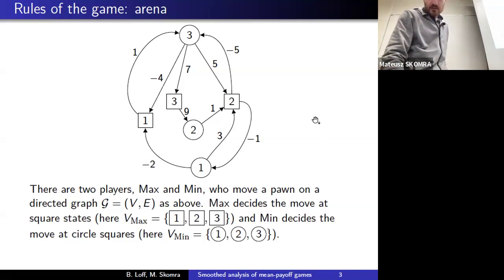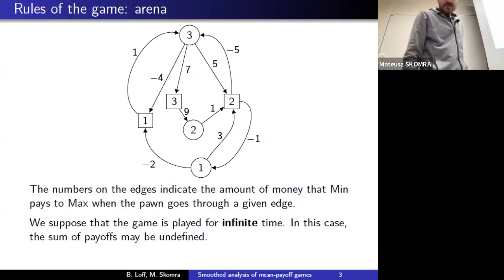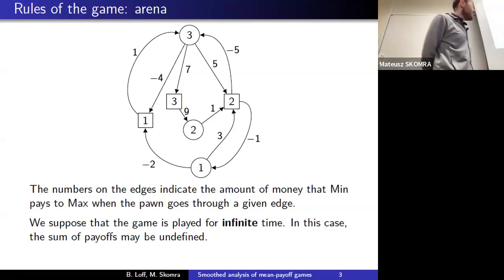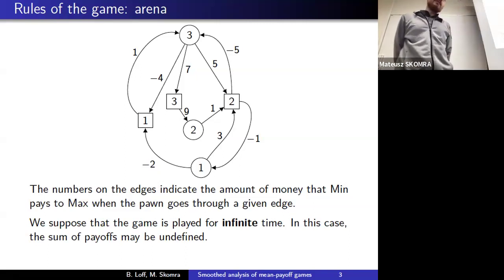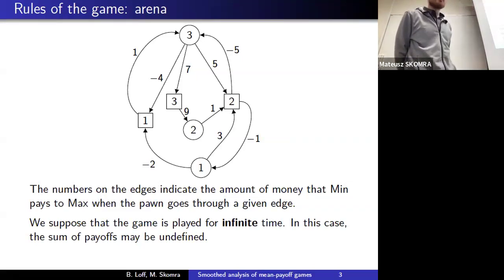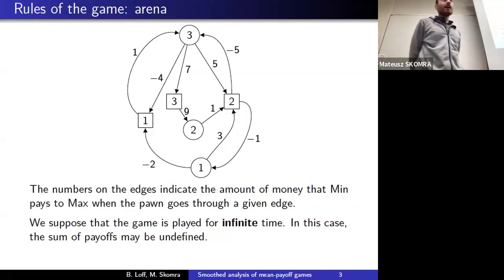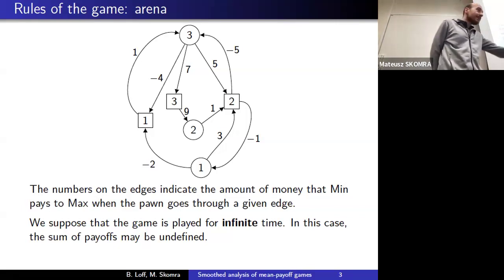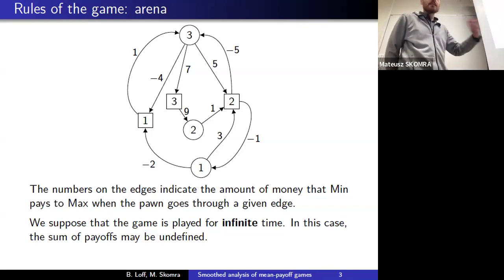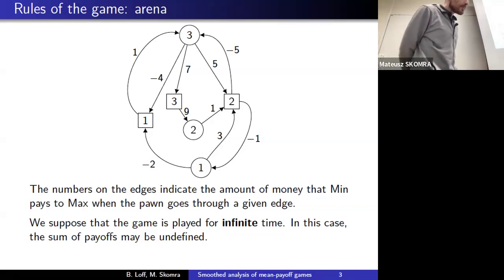Okay, so this is how the game is played. We have a pawn and we move the pawn on this graph. Now what are the numbers on these edges? The numbers on the edges indicate the amount of money that min pays to max when the pawn goes through a given edge, right? So if this is negative, then it means that the transaction goes the other way. So if min pays minus one, max pays one, okay? So in this way, the game is zero sum, because what max gains is the same as min loses, and what min gains is the same as what max loses, right? So this is zero sum, great.